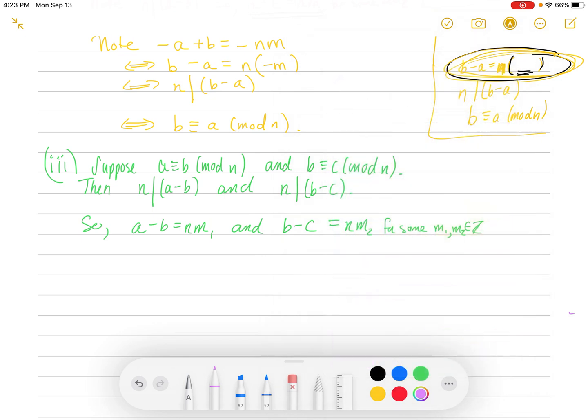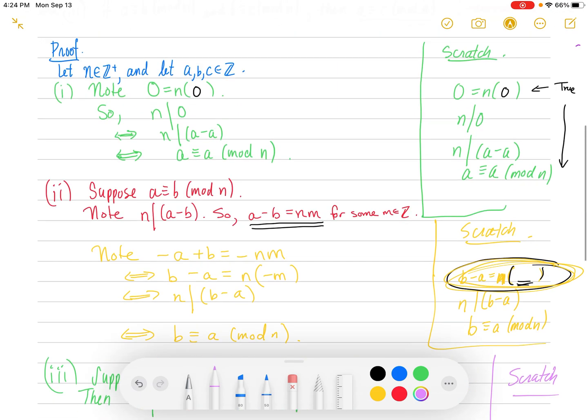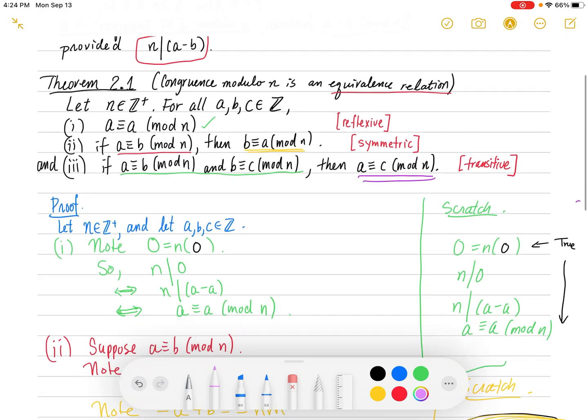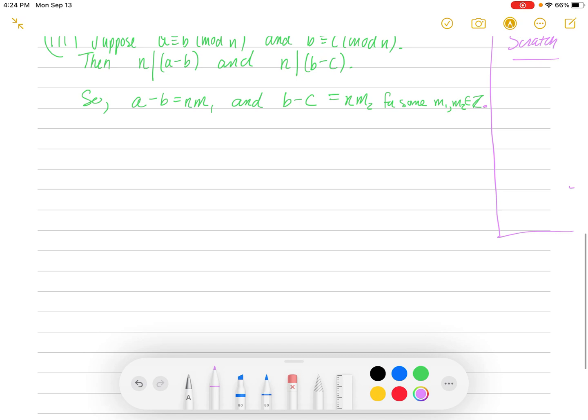Now, the question is, what do we want to get to? So I'm going to do my scratch on the side. Ultimately, in purple, I want to get to A is congruent to C mod n. So I'm going to write that down here. A is congruent to C mod n. That's where I want to get. What does that mean? That means n divides A minus C.